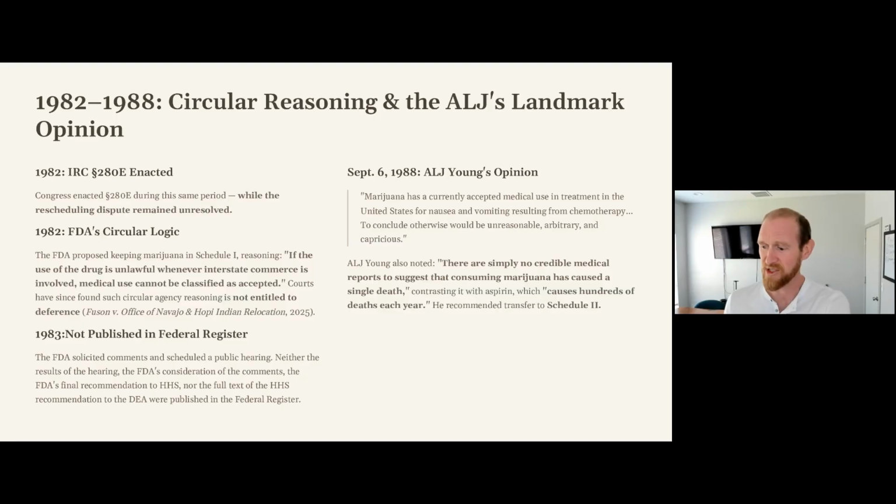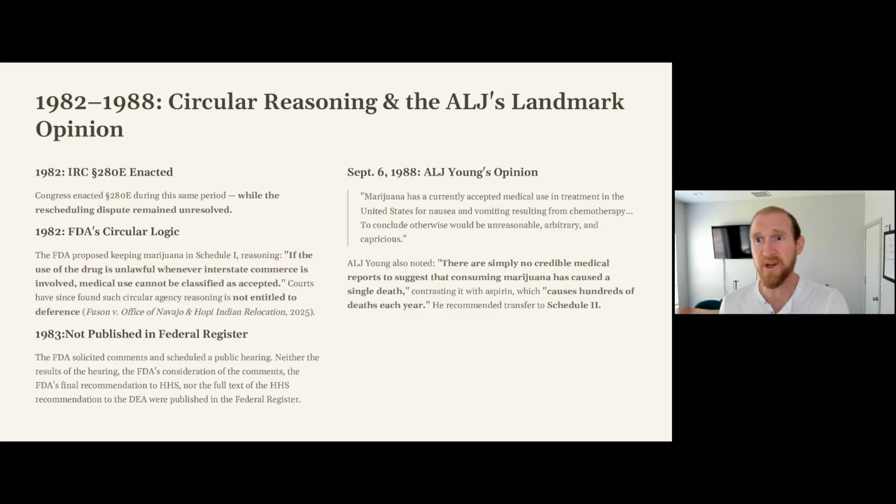In 2025, the brief highlights a court case called Fuson versus Office of Navajo and Hopi Indian Relocation, in which the court found that circular agency reasoning is not entitled to deference. So we shouldn't take it seriously. And we're going to get to the deference. Deference is something that's very, very important here.